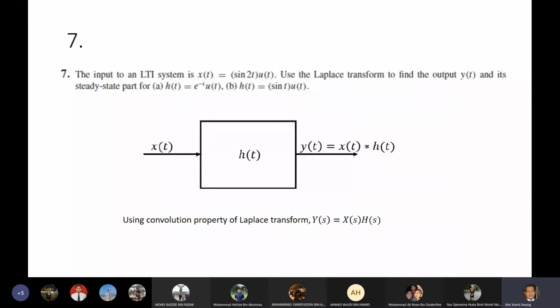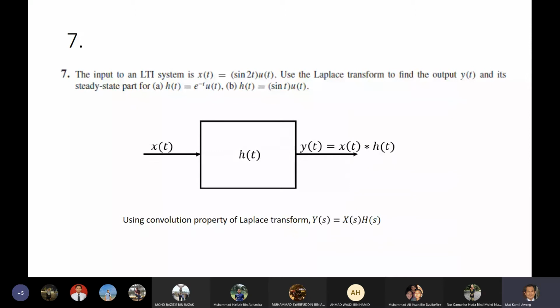Basically, you have a system with a transfer function h(t), the steady state transfer function, and the input is x(t). Therefore, the output y(t) is a convolution between x(t) and h(t). When you have the convolution for a Laplace transform, it becomes a multiplication.